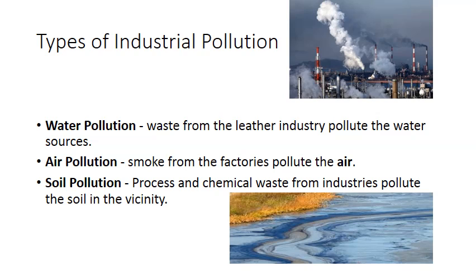Factories pollute the air by giving out fumes containing harmful gases. Some of these gases are greenhouse gases, while some are toxic. Factories that burn fossil fuels give out large amounts of carbon dioxide, which is a greenhouse gas. They also give out soot. Soot means unburnt particles of fuel.